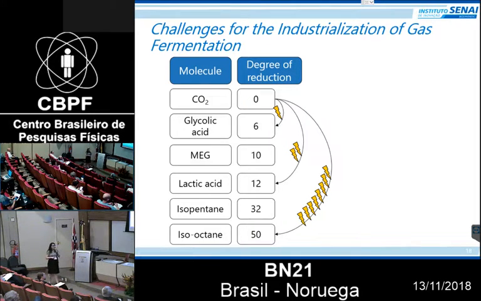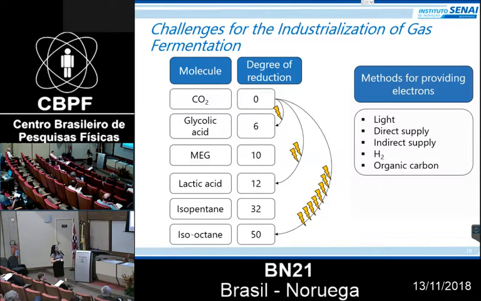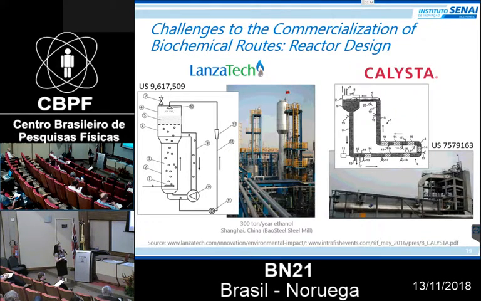And specifically for carbon dioxide, we have to be aware that it is a very oxidized molecule, and the energy input to reduce this to other chemicals can be a bottleneck. There are different ways to provide electrons, as I listed here, but this is something that has to be developed together with the microorganisms, because it can be expensive providing electrons. This is just an example of reactor design to increase mass transfer, from LanzaTech, Loop, and Calysta.